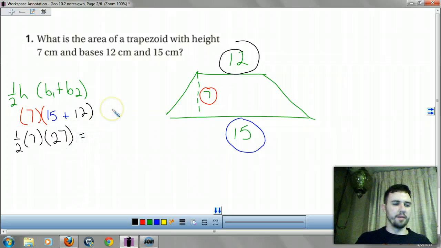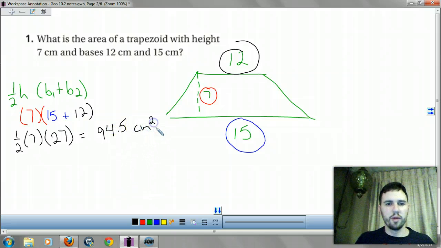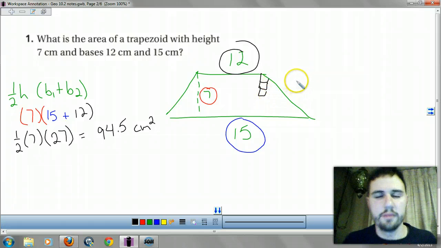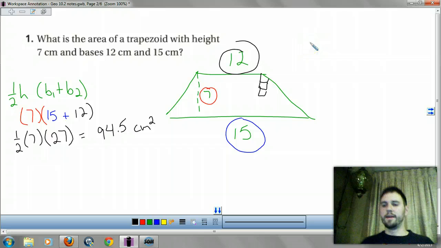And I'm going to plug that into my handy dandy calculator right here. And our area is 94.5 centimeters squared. Areas are in square units, guys, because I could cover this with 94.5 squares. Centimeter squares. Anything too scary? Okay.